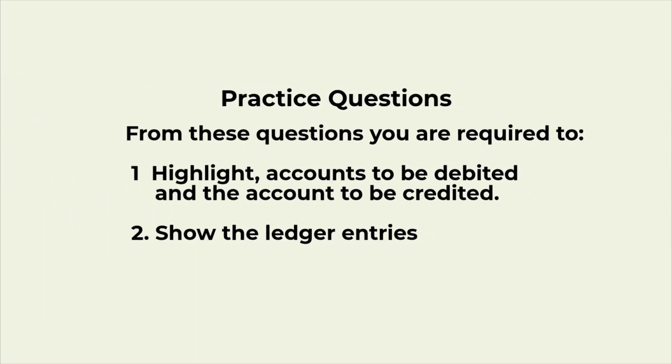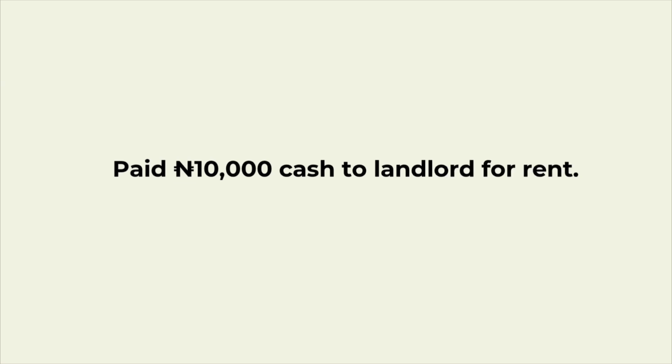Now, let's look at the practice question. From these practice questions, you are required to highlight the account to be debited and the account to be credited, then show the ledger entries, while I will identify the two accounts involved. So for the first transaction, pay 10,000 naira cash to landlord for rent. For that transaction, the two accounts involved are cash and rent.